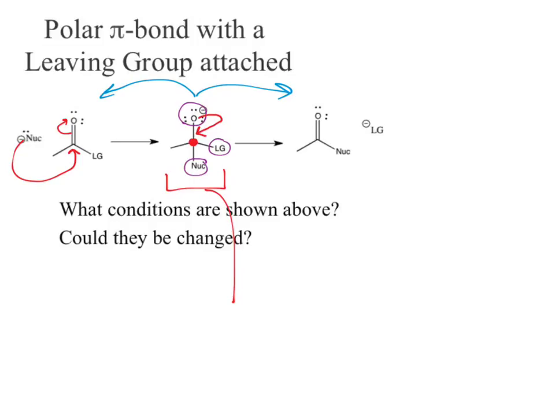The issue with reforming the pi bond is we now have too many bonds. So what do we have to do? Break a bond. What bond do we break? With the way our mechanism is drawn, we're breaking off the leaving group, and we'd have a leaving group come off with a negative charge. What's going to decide which way this reaction goes, if it favors the reactants or the products? Stability of the leaving group in comparison to what? The nucleophile.